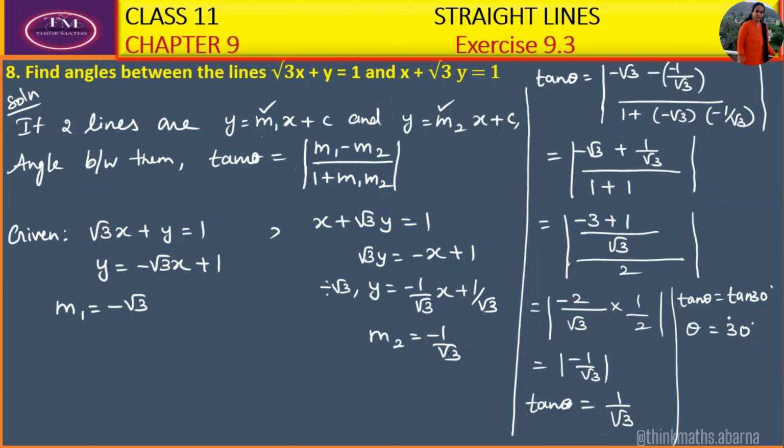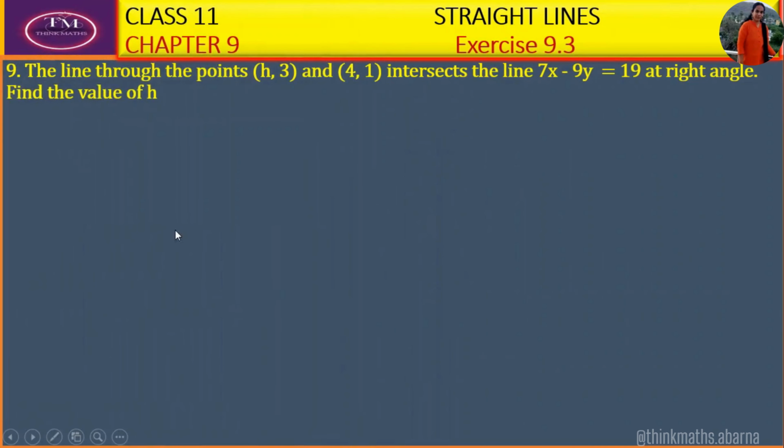Tan theta is positive in 180 minus theta also. So theta can be 180 minus 30. So it can be 150 degree also. So the angle between the lines can be 30 degree or 150 degree. Clear? Understood? So moving on to the ninth question.